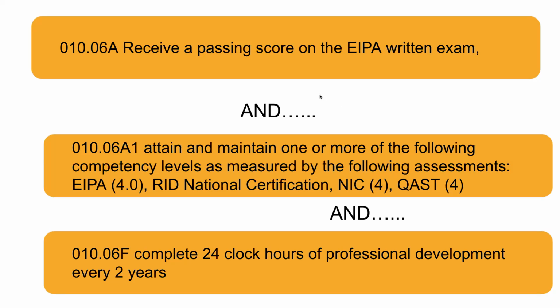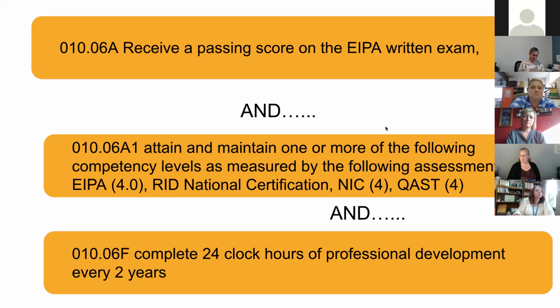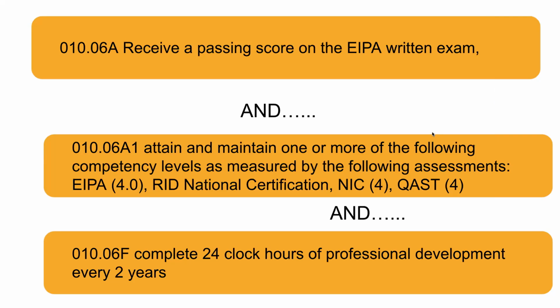Once you have your high school diploma and you've passed the written exam, you must attain and maintain a passing score on one of these tests. You can take the EIPA, which is the Educational Interpreter Performance Assessment, and receive a 4.0. You can have national certification through the Registry of Interpreters for the Deaf. You can have a 4 on the NIC, or the National Interpreter Certification Test, or you can have a 4 on the QAST. The QAST was a quality assurance signing test that we offered in Nebraska that is no longer offered. But if you have a 4.0 in that and you've maintained certification, we honor that.